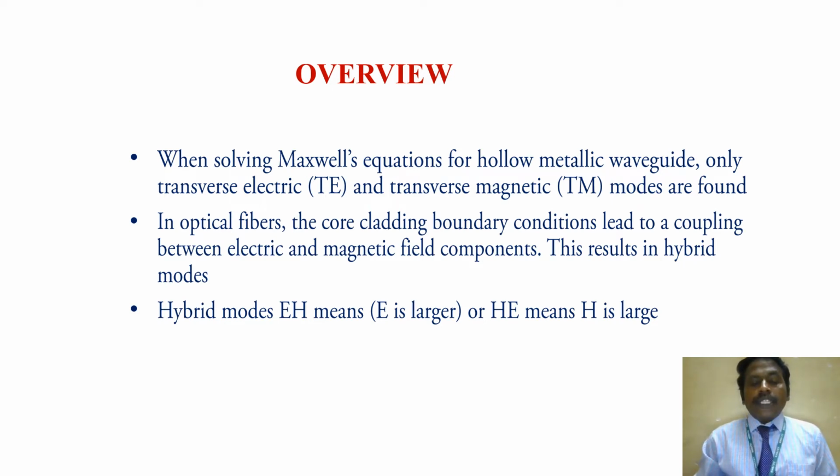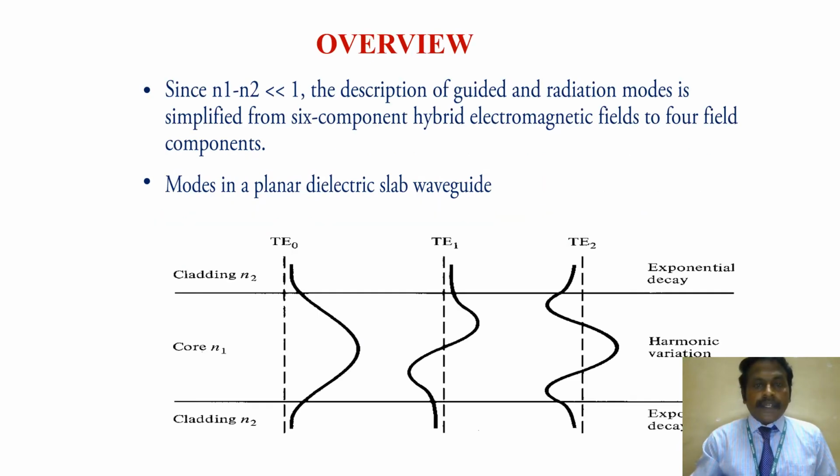So the hybrid modes are EH and HE. EH means the electric field intensity is larger, and HE means the magnetic field intensity is larger. That is, H is larger. Next, consider the difference between the refractive index of the core and the cladding. If it is very small, much less than 1, then we can describe the guided and the radiation modes in a simplified form, from 6 components of the electromagnetic field to 4 field components. These modes are called planar dielectric slab waveguide modes.